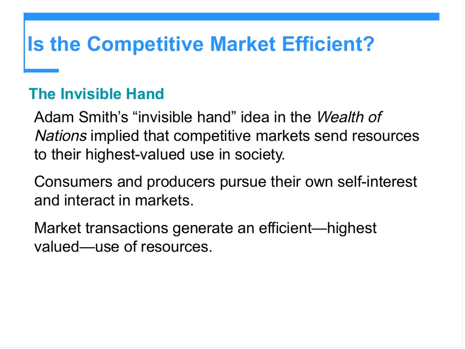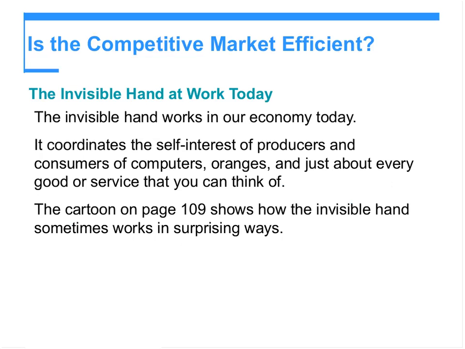So consumers and producers pursue their own self-interest and impact the market. Look at here. Market transactions generate an efficient, highest value use of resources. In the next slide, we're going to talk about this even more. The invisible hand works in our economy today. It coordinates the self-interest of producers and consumers of computers, for example, oranges, and just about every good or service that you can think of.